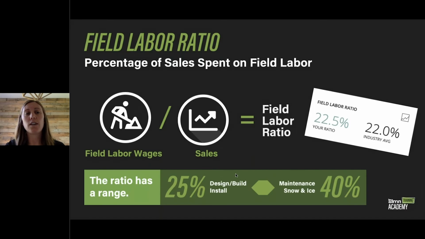So next we're going to take a look at the ratio as a range. Depending on what type of work you do, if you're a design, build, install company, you might be averaging around 25% for your field labor costs. Where if you're a maintenance or snow and ice company, you might be sitting around 40%. Now, if you do a mix of both, you might be sitting somewhere in the middle. This is because you would have less labor costs when it comes to doing design build type work versus maintenance and snow.